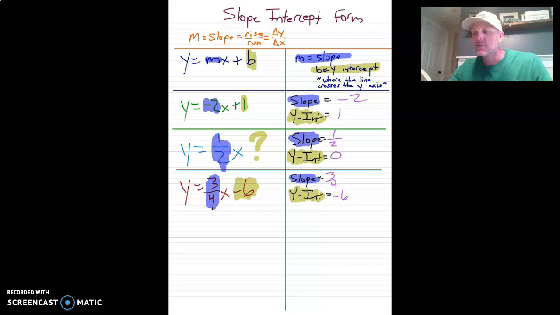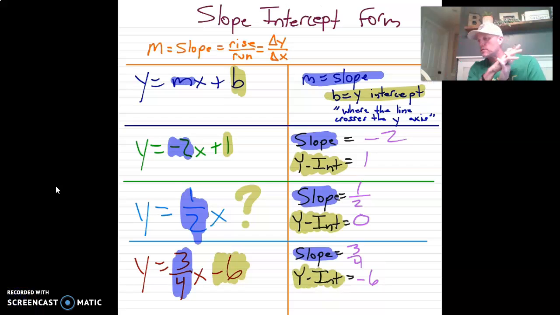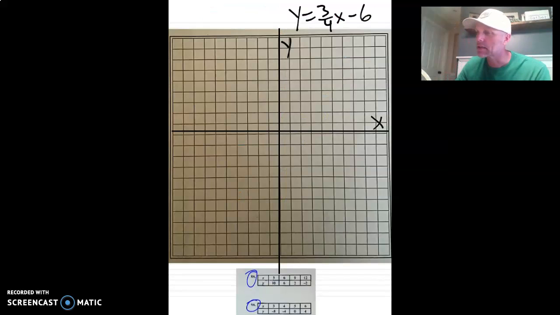I could also do another one. Do you want me to do another one? I'll do another one. I'm going to pause it for a second. All right, so let's look at this last one right here. We're going to graph y equals 3/4 x minus 6. I've got it written right there already. This is the graph from the other day.